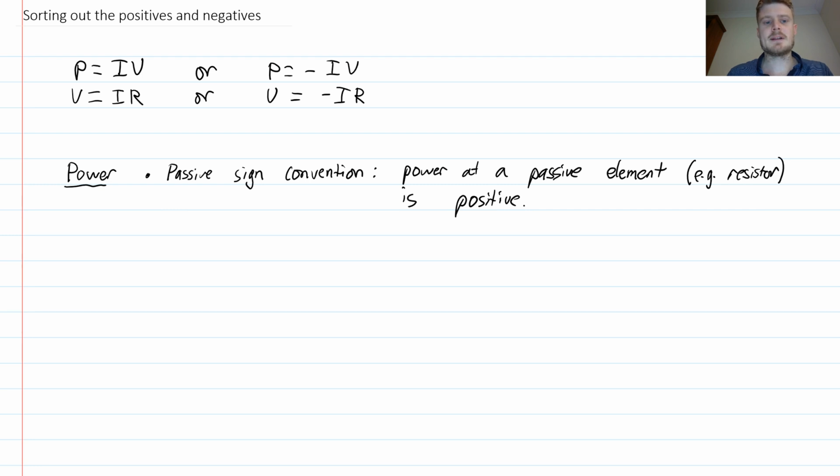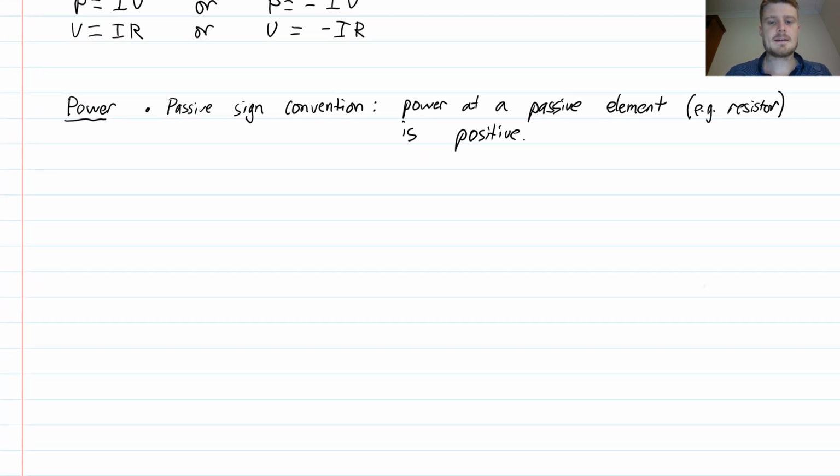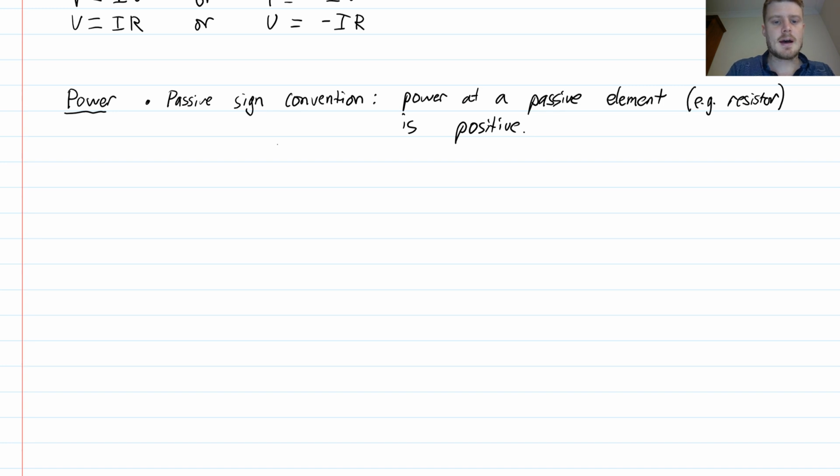Usually we have more passive elements in our circuit than elements that inject power, so this kind of makes sense from that perspective. But this is an arbitrary convention. This is the one that you kind of have to remember as the fundamental starting point. So the power at a passive element is positive. And therefore, what that implies is that the power at a supply, something that is injecting energy into the circuit, is negative. So that's the rule, okay?